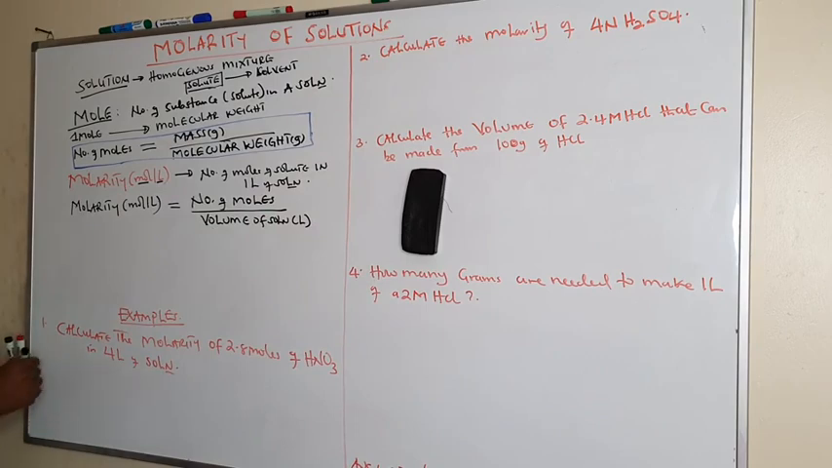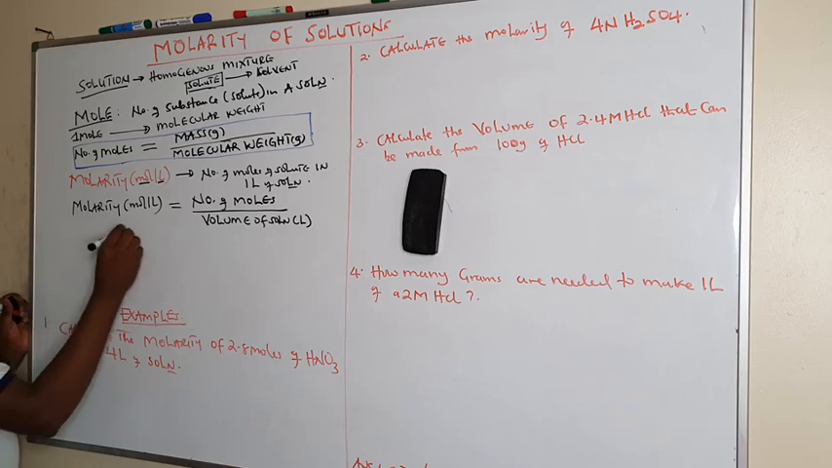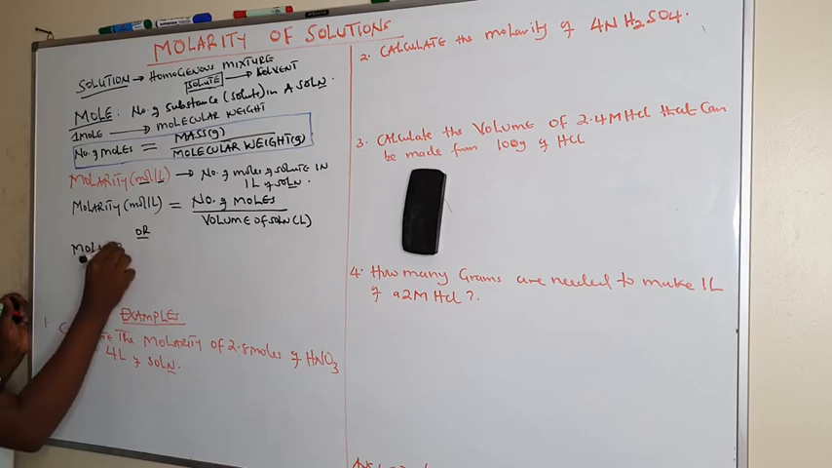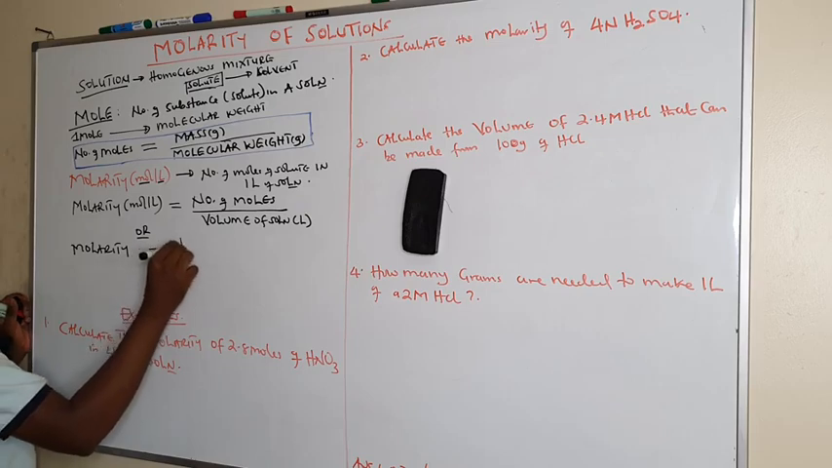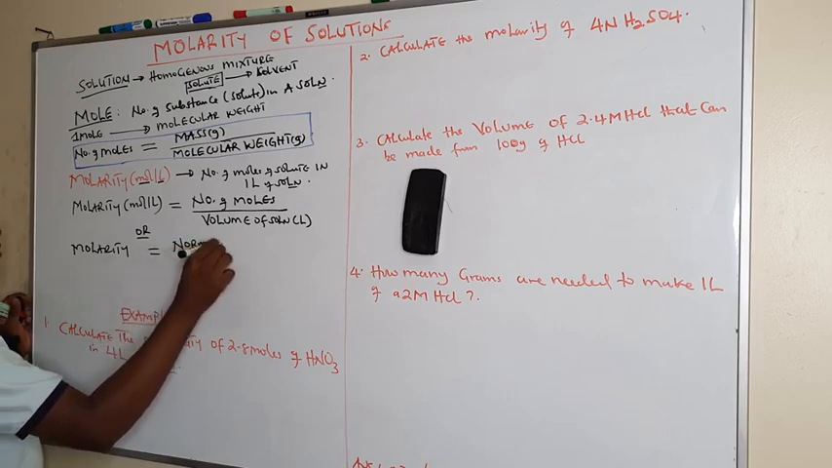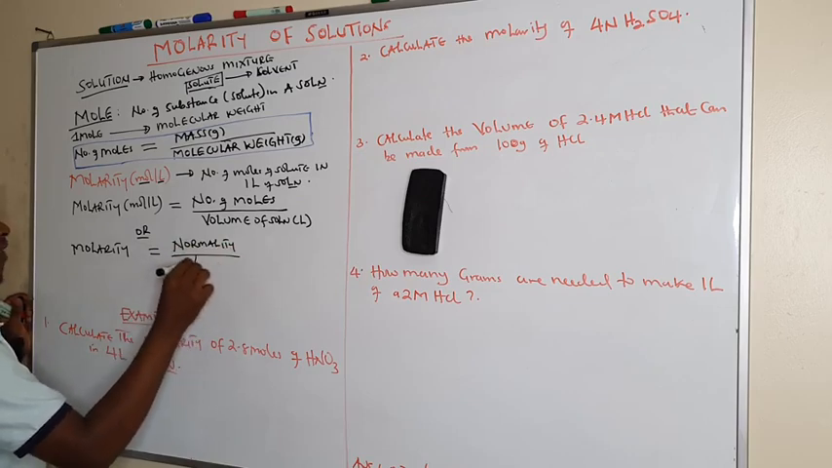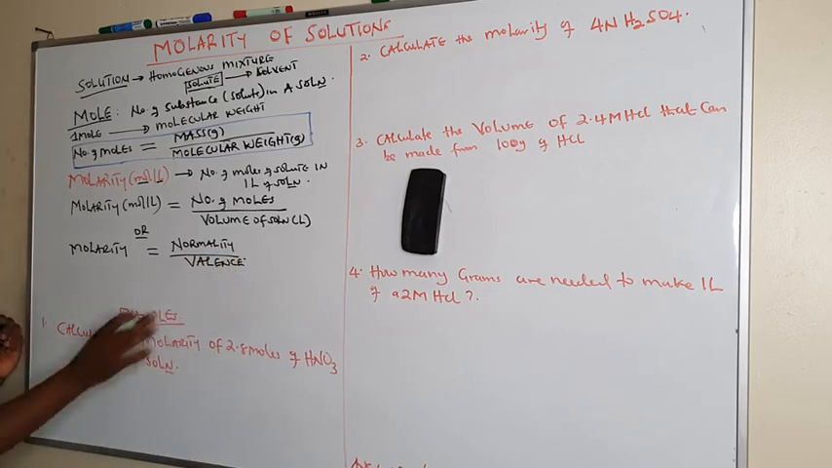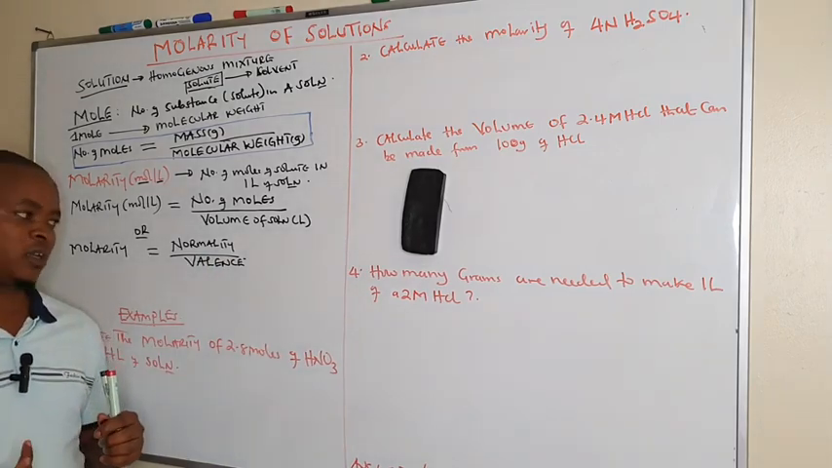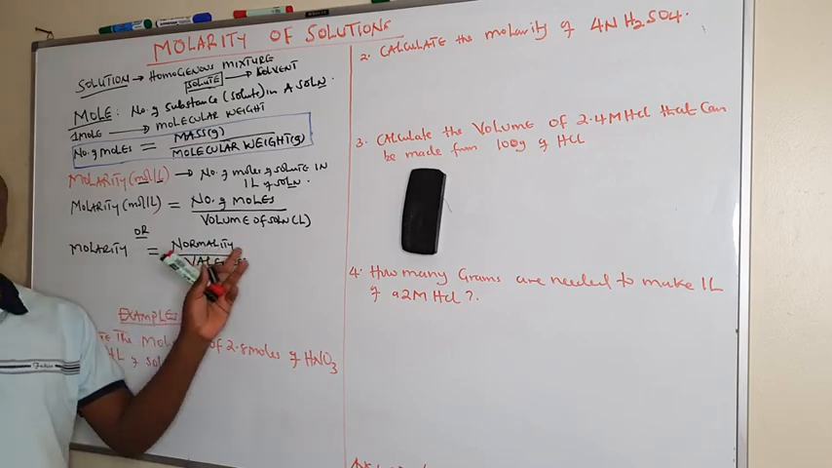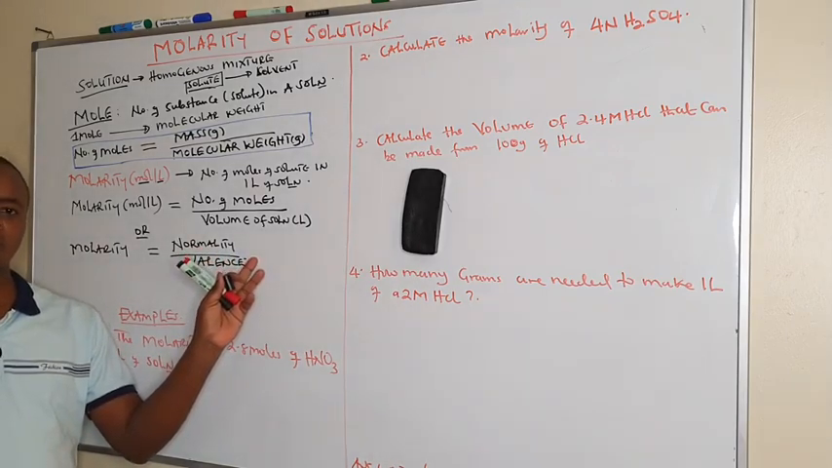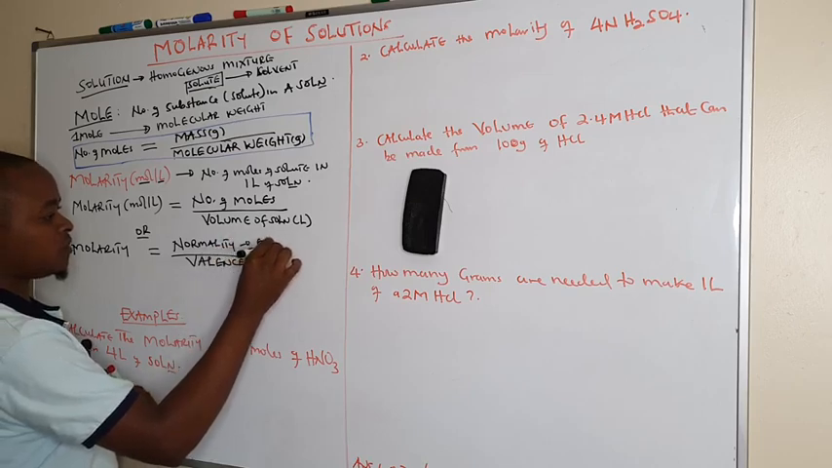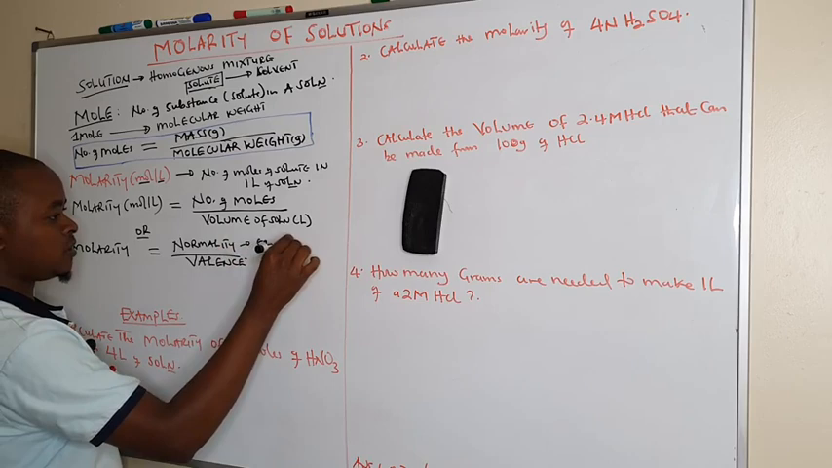Or in terms of normality, another formula we can use, we can say molarity is equal to normality divided by valence, whereby valence is the combining power of an element, then normality is the equivalent weight of a solute in a liter. So we are saying normality is the equivalent weight of a substance in 1 liter.